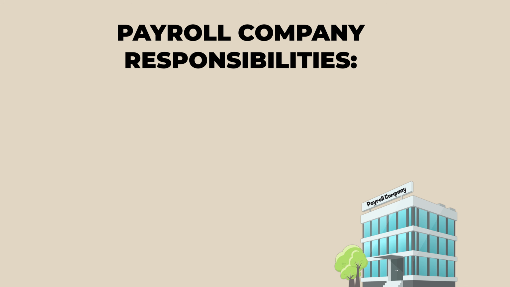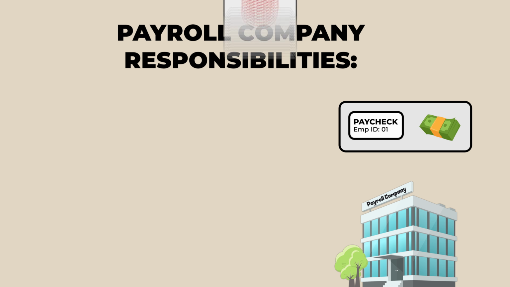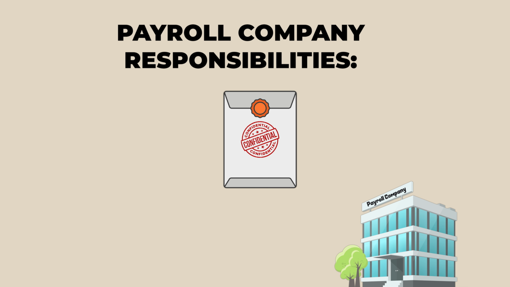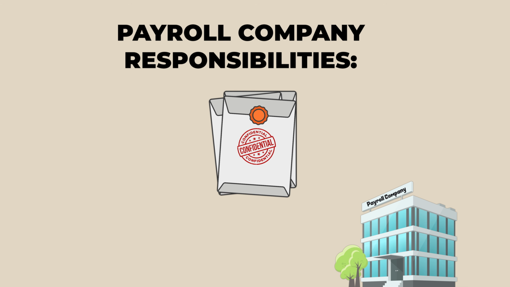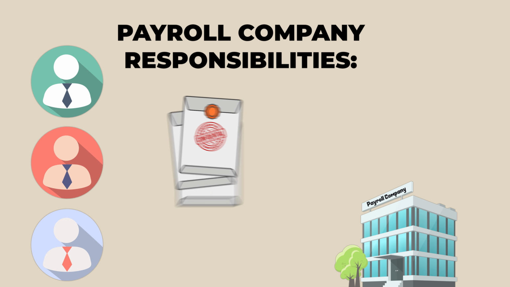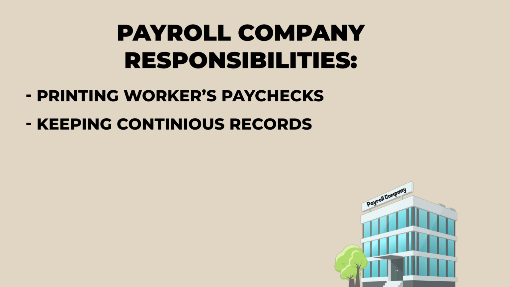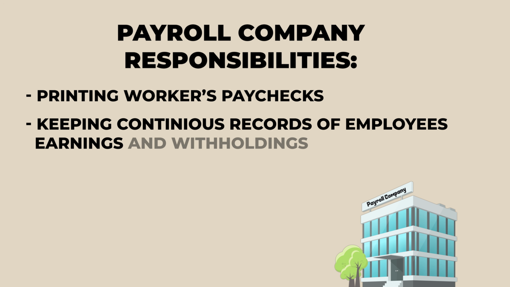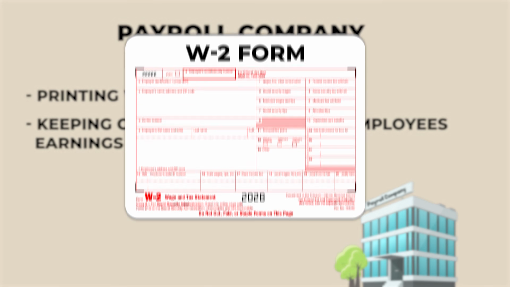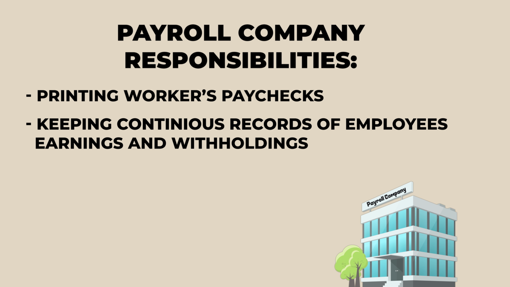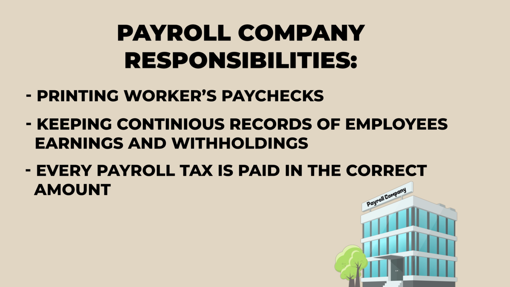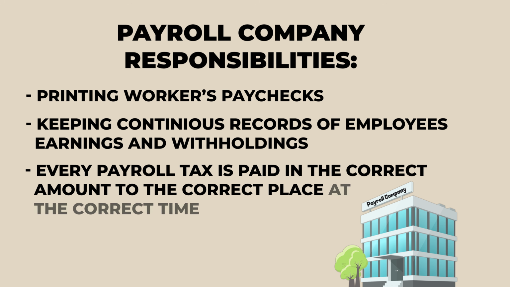They are the ones responsible for printing your workers' checks, putting them in an envelope with the stub, and making sure you have a stack of paychecks that are accurate that you can hand to each worker every pay period. They are the ones that keep continuous records of the employee's earnings and all of the employee's withholdings, because they are the ones responsible for issuing the W-2 at the end of the year. They are the ones who take the responsibility of making sure that every payroll tax is paid in the correct amount, to the correct place, at the correct time.